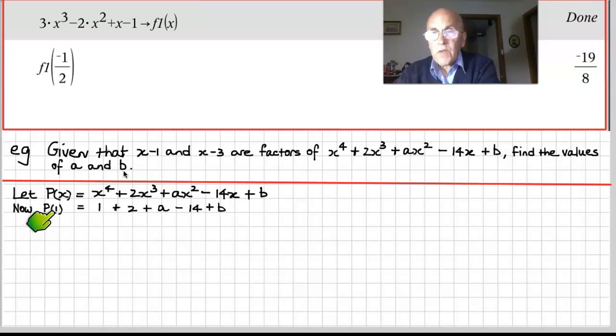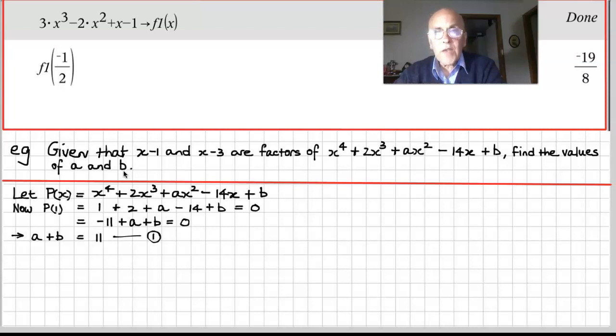So there's the first one. P of 1 equals 1 to the 4th plus 2 times 1 cubed plus a times 1 minus 14 times 1 plus b. So let's clean that up and make that equal to 0. And what do we get? We get that equals 0. So therefore we're saying that a plus b equals 11. There's our first equation in a and b.